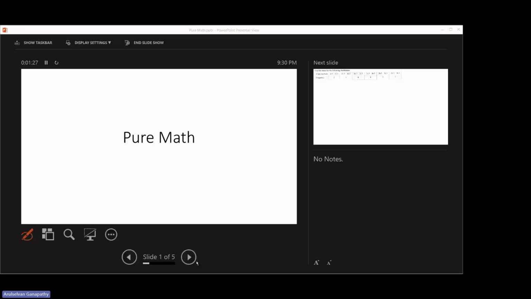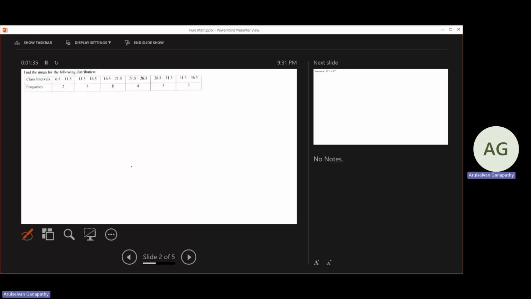Dear students, let's do a few problems in pure math. Okay, so let's start with the mean for the following distribution. How to get the mean for this distribution? Here we are given class intervals and frequency. What we have to do next is get the mid value. So we write this as xm, meaning the mid value of this class interval.